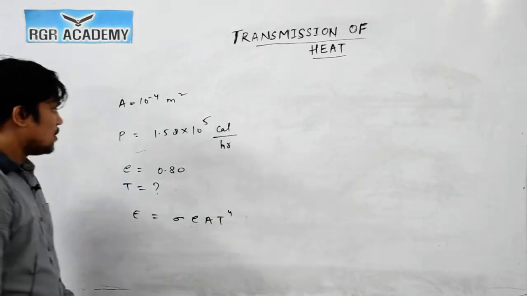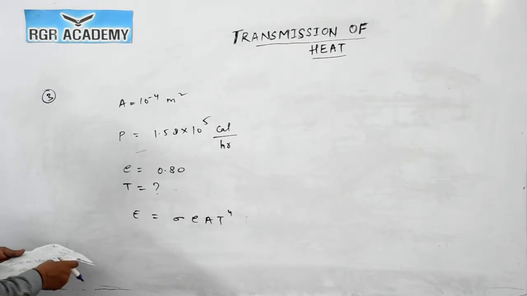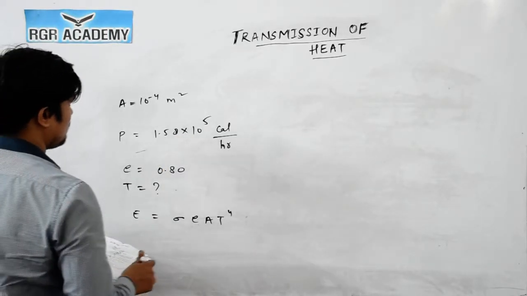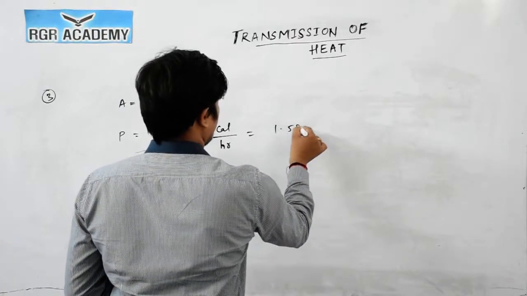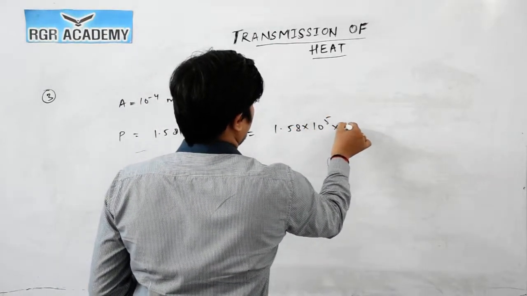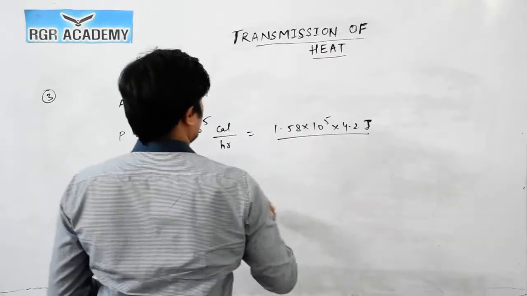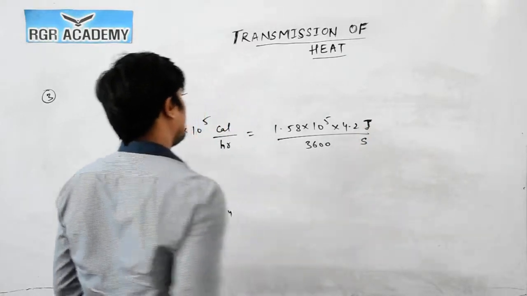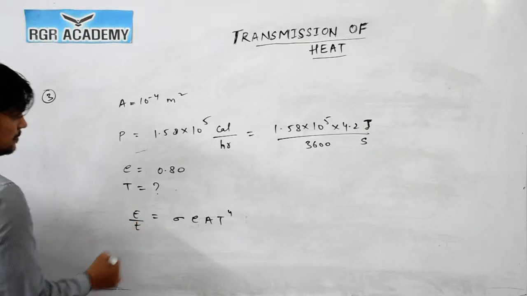Okay, so now we have to replace the values only. The value of E is given in calories, so we have to convert this into joules. So this will be joules per second: 1.58 into 10 to the power 5 into 4.2 joules per hour, and we have to convert hours into seconds, so that is 3600 seconds. Now it will become the unit of power, energy by time.